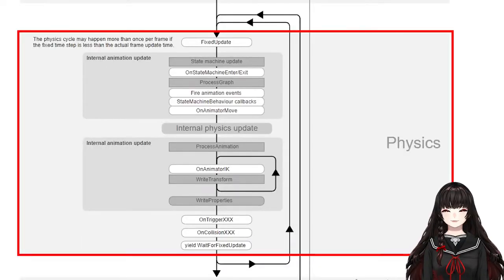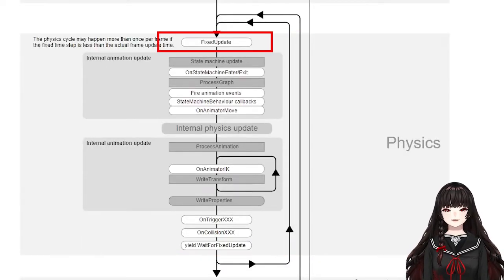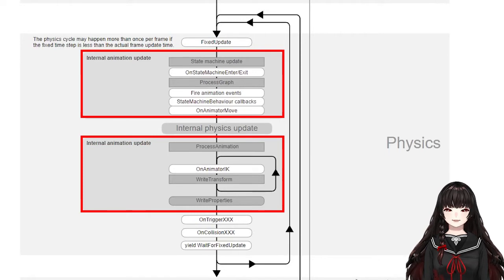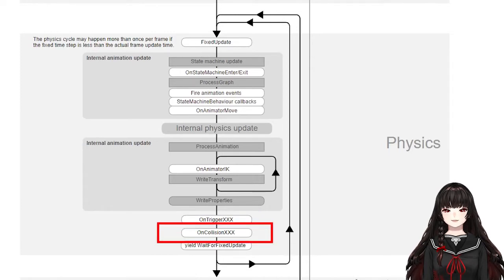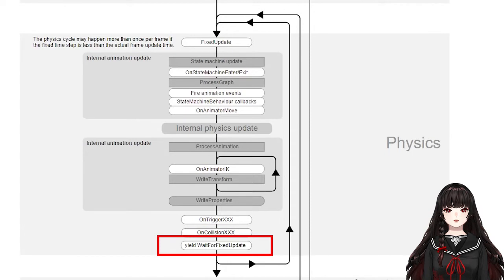And then physics calculation. Fixed update, internal animation update, internal physics update, the on-trigger series such as on-trigger enter, on-trigger stay, and on-trigger exit, and the on-collision series, which includes on-collision enter, on-collision stay, and on-collision exit are calculated here. Then it will wait for yield, WaitForFixedUpdate, if there are running coroutines waiting for fixed update.